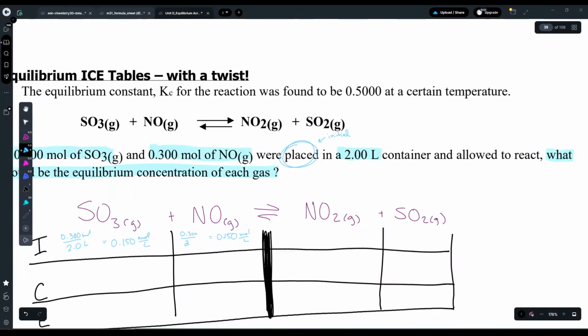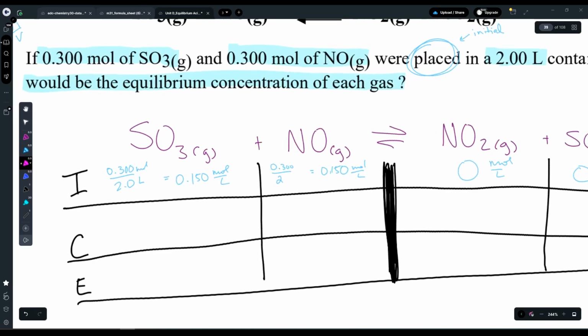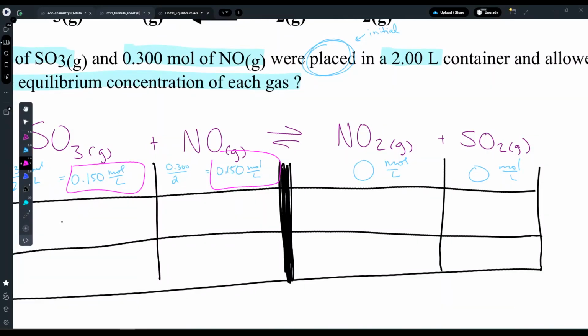Since nitrogen dioxide and sulfur dioxide were not talked about, we can assume that both of these are 0 moles per liter. For the change row, because we start out only with our reactants and no products, we can assume that the equilibrium is going to shift to the right to favor the forward reaction, so we can use up these reactants to produce some products.